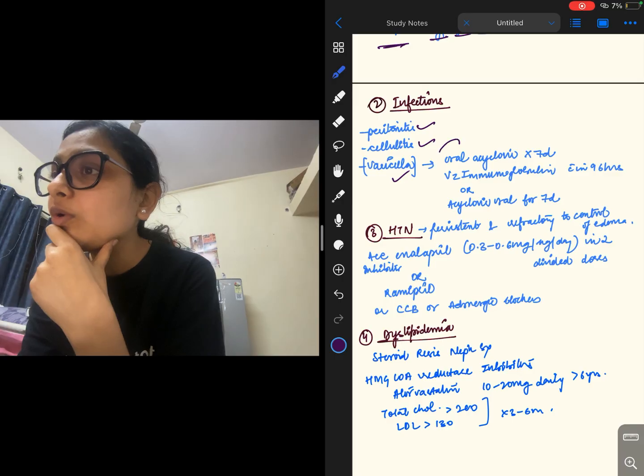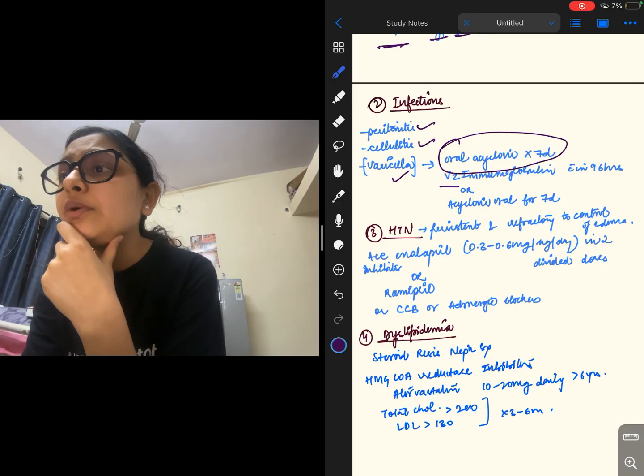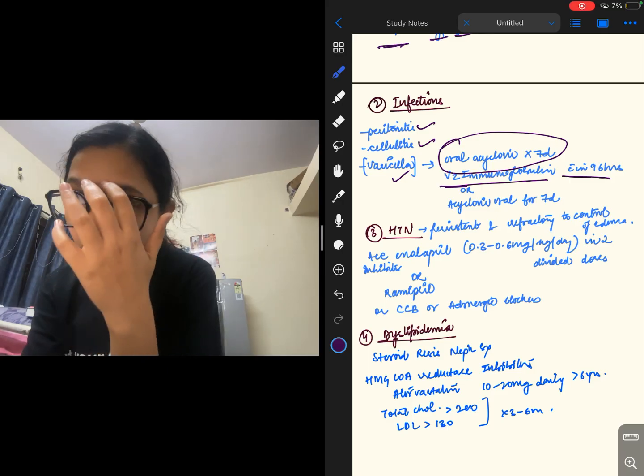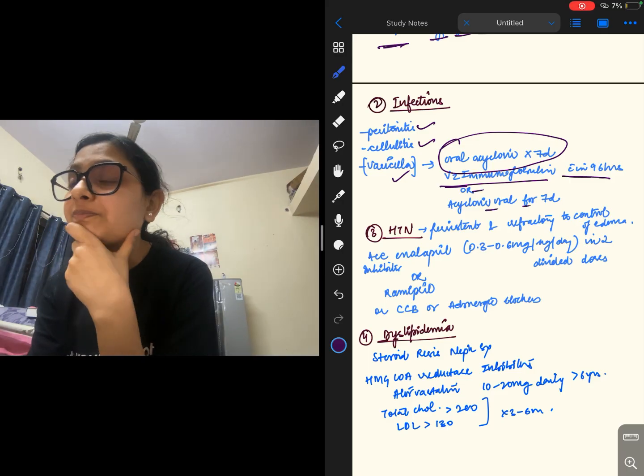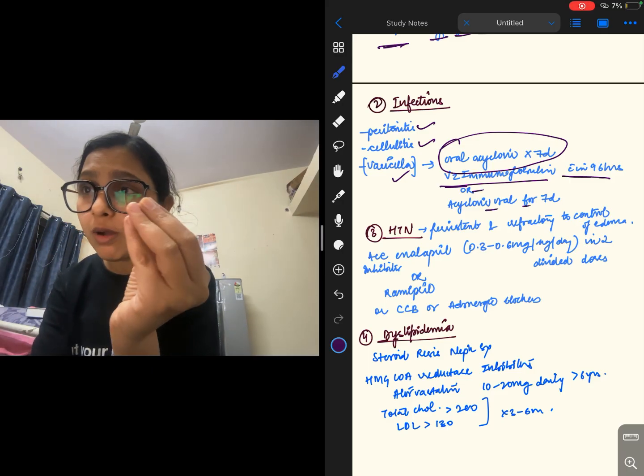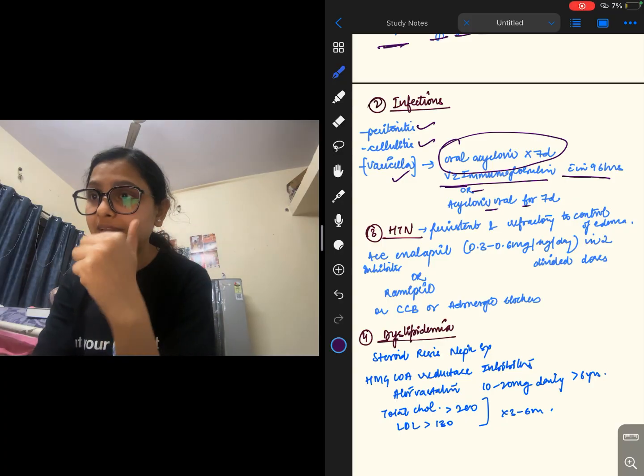So in that case, you have to give oral acyclovir for 7 days, or you can also give varicella zoster immunoglobulin within 96 hours, or acyclovir oral for 7 days. You have to give them because they are too much immunocompromised and varicella in them can be life threatening.